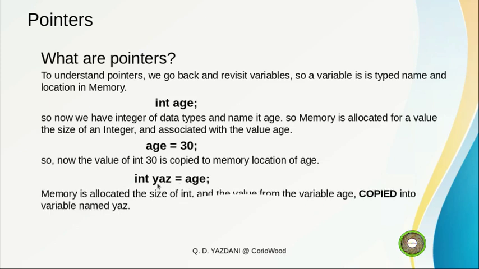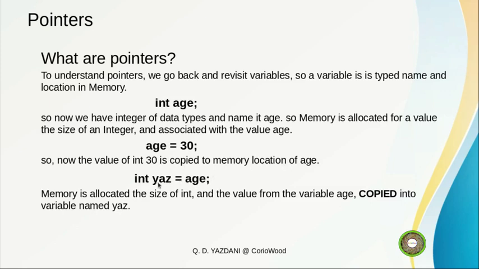Now that we have int age and we assigned it, 30 is copied to the memory location of age, and now int years is equal to age. Keep in mind that we already have this variable age, and that 30 is copied in the memory location of age.